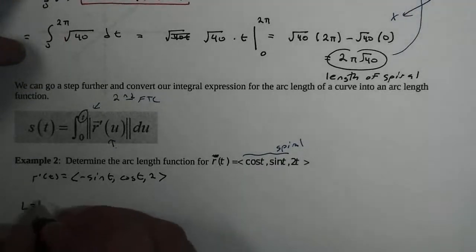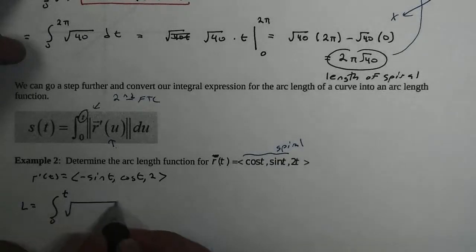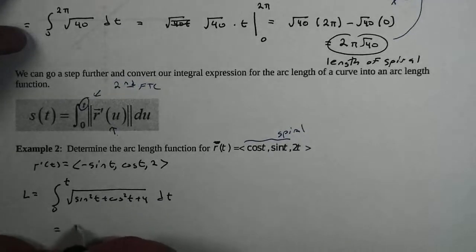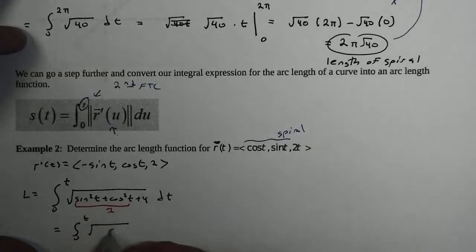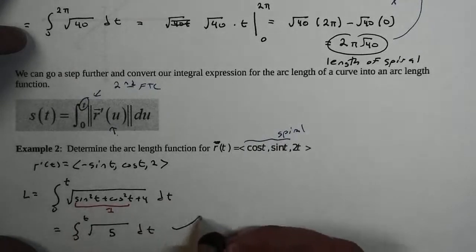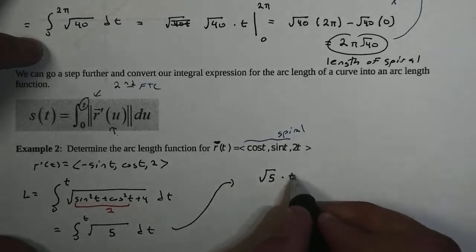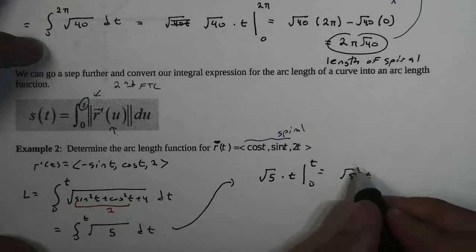To get the length of my curve, remember we want to write it as a formula, we would go from 0 to t, the square root of, square this, sine squared t plus cosine squared of t plus 4, don't forget your dt. And this just becomes from 0 to t, the square root of, now recall, this is just a number 1, so we get the square root of 5 dt. And in solving this, we would get the square root of 5 t, and we evaluate that from 0 to t. Of course, that's the square root of 5 t.